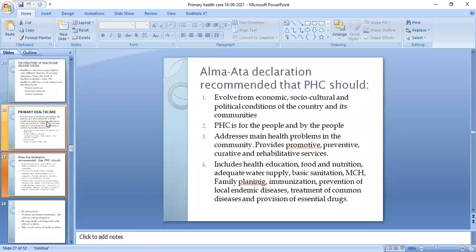Now, the Alma-Ata Declaration recommended that primary health care should evolve from the economic, social, cultural, and political conditions of the country and its communities. Primary health care is for the people and by the people. It addresses main health problems in the community, providing promotive, preventive, curative, and rehabilitative services. It includes health education, food and nutrition, water supply, basic sanitation, maternal and child health, family planning, immunization, prevention of local endemic diseases, treatment of common diseases, and provision of essential drugs.